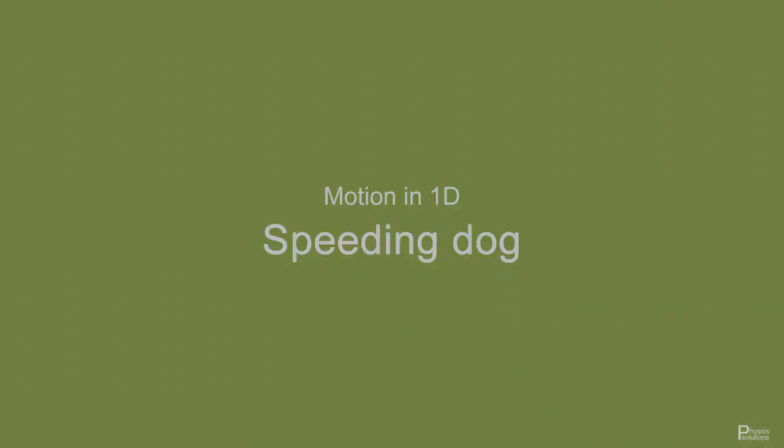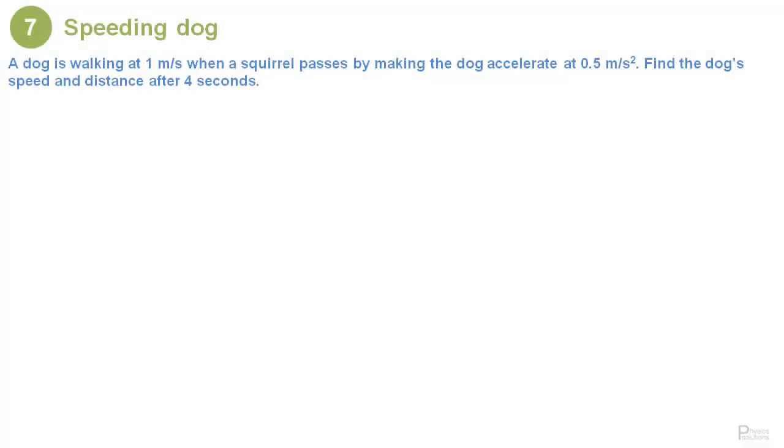Welcome back to a new exercise. A dog is walking at 1 meter per second when a squirrel passes by, making the dog accelerate at 0.5 meters per second square. Find the dog's speed and distance after 4 seconds.